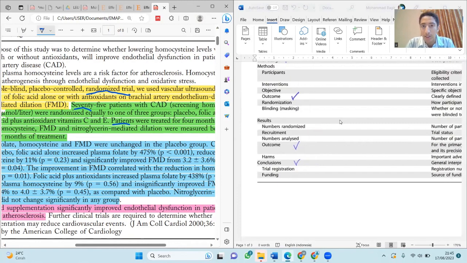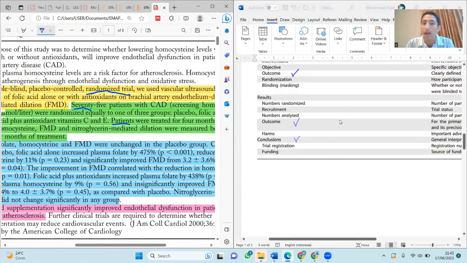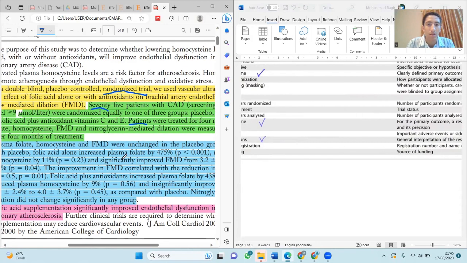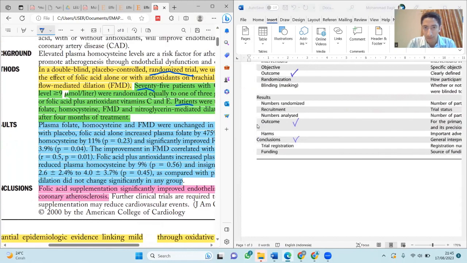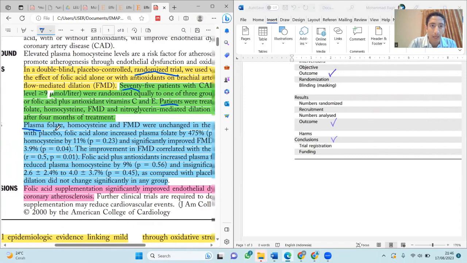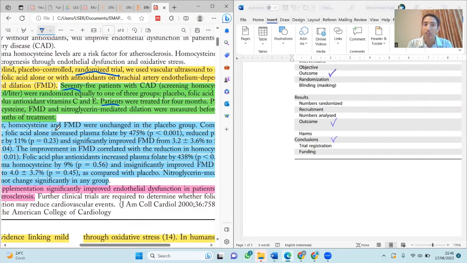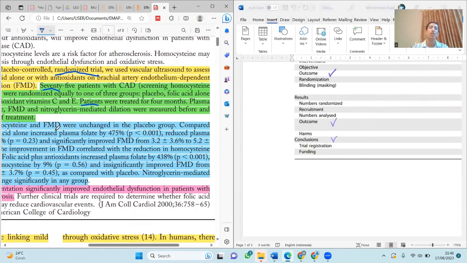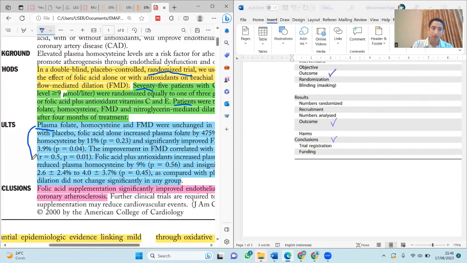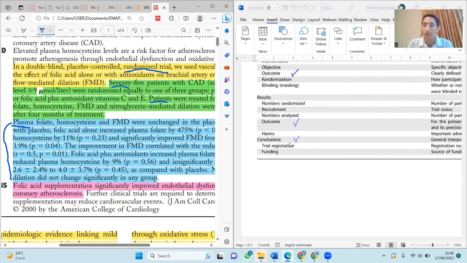Done. And then in the results, we can find one, the outcome. The number randomized and the numbers analyzed we cannot find, because there is no number. But this is the outcome: plasma folate, homocysteine and FMD were unchanged in the placebo group. This is the outcome. Okay? And then the conclusion.